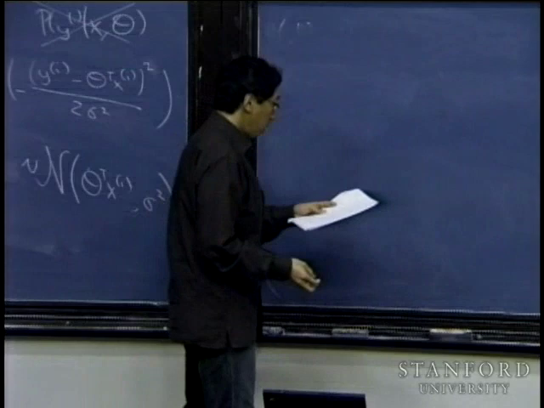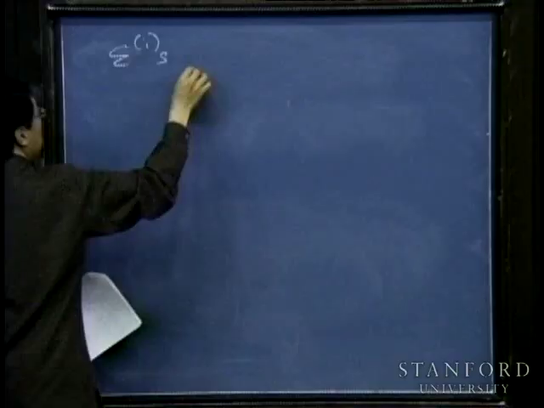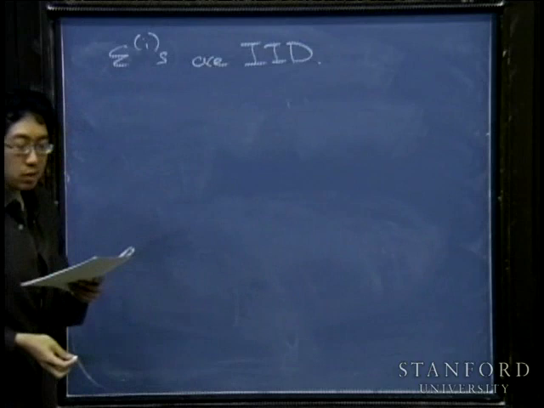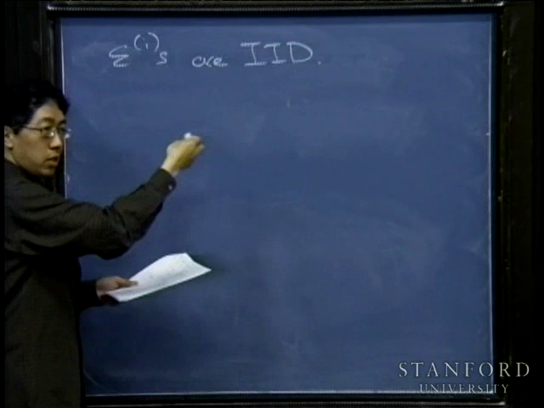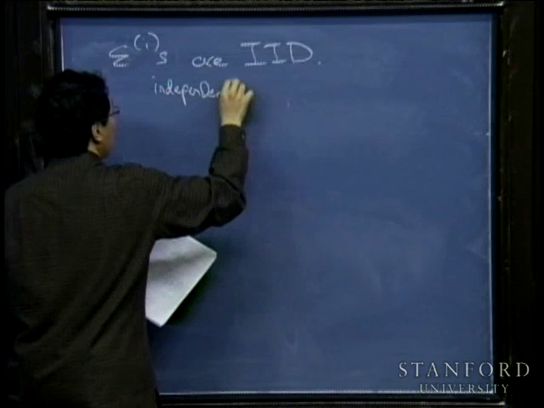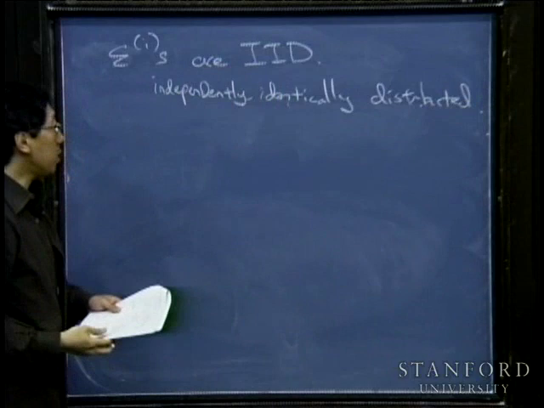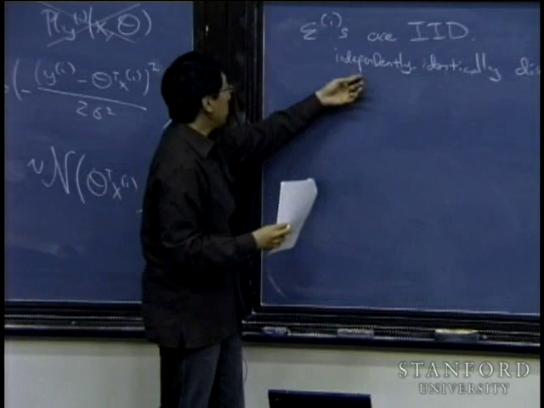Let me go ahead and make one more assumption. I'm going to assume that the error terms are IID, which stands for independently and identically distributed. So this is going to assume that the error terms are independent of each other. The identically distributed part just means that I'm assuming they all come from the same Gaussian distribution with the same variance. But the more important part of this is I'm assuming that the epsilon i's are independent of each other.